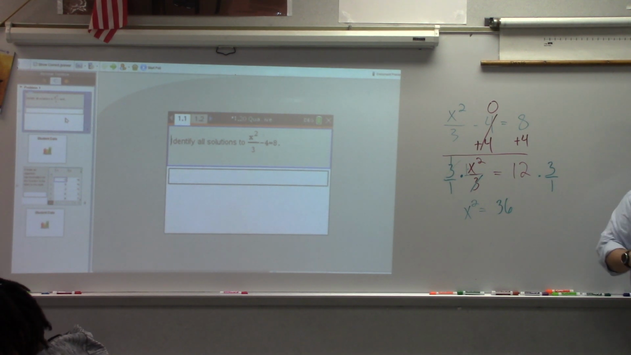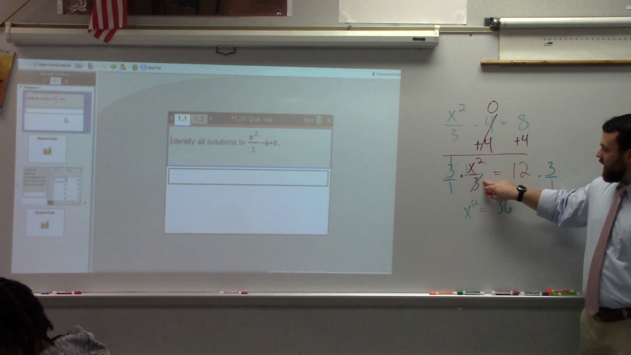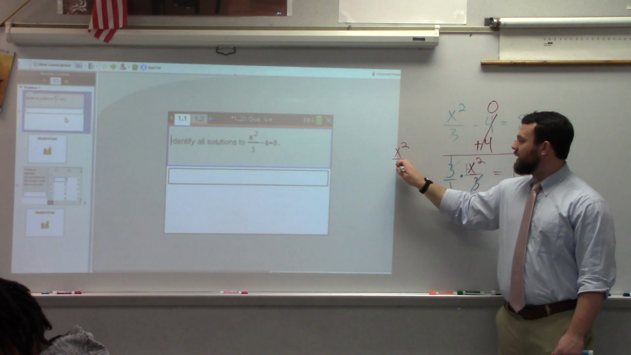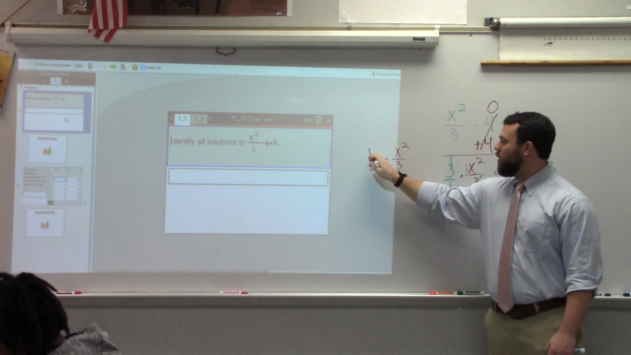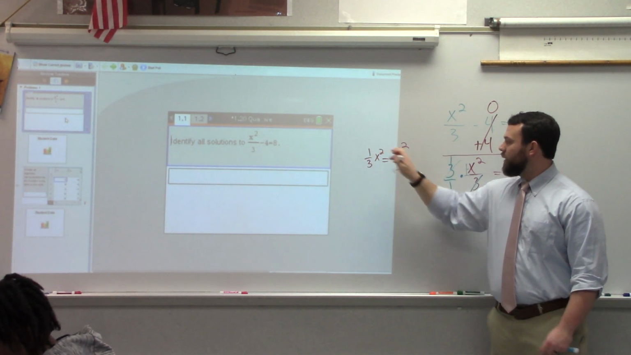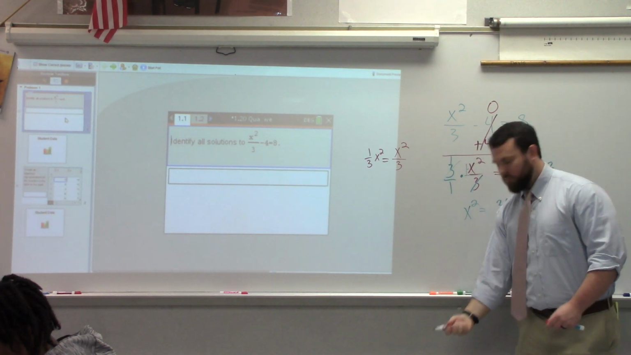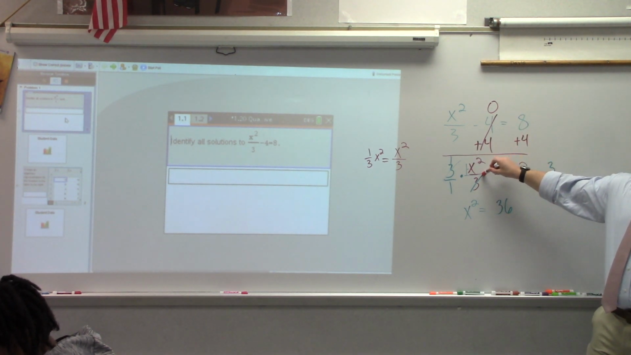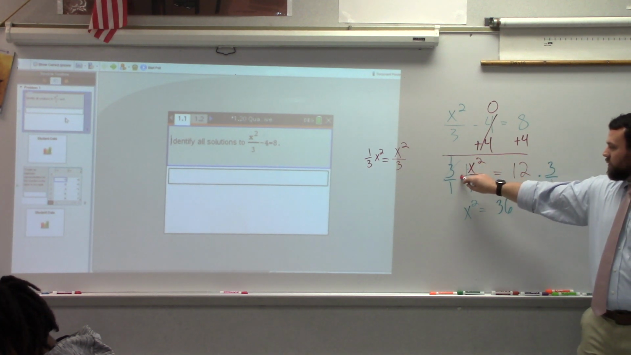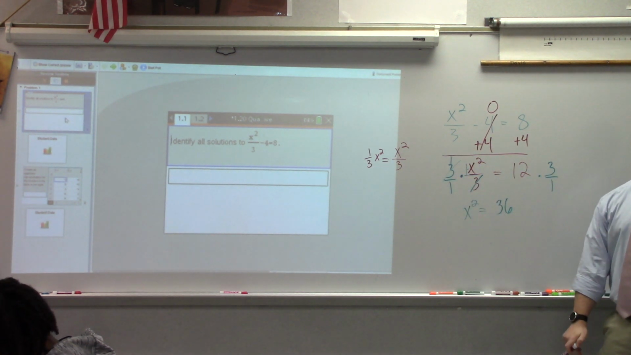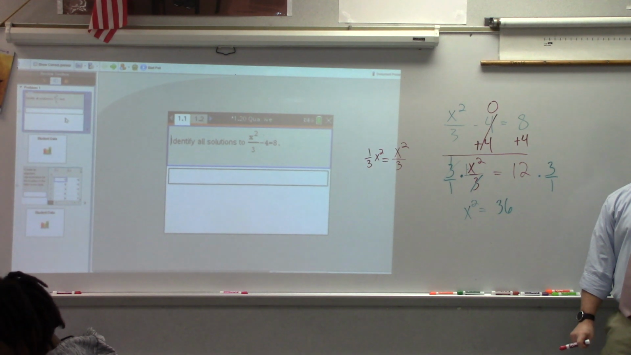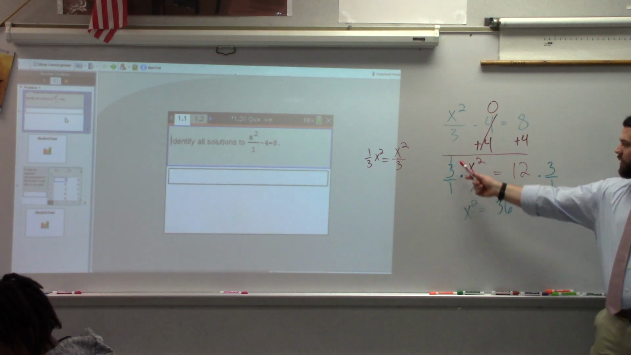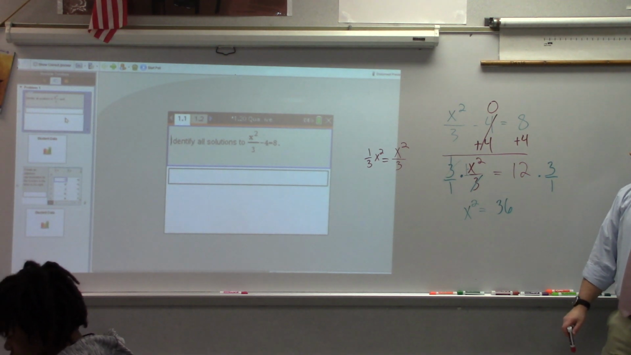You see how it's x squared divided by 3? X squared divided by 3 is the same thing as 1/3 x squared. Notice, again, we're dividing. The inverse of division is multiplication, so I'm multiplying by 3. That's why we want to pay attention. 3 divided by 3 is creating a 1.